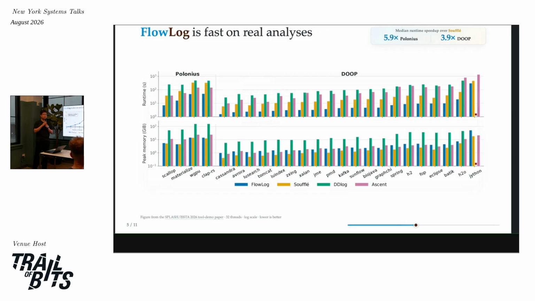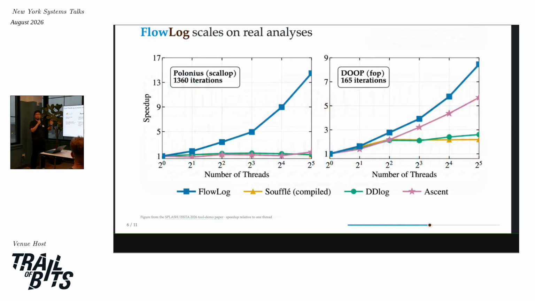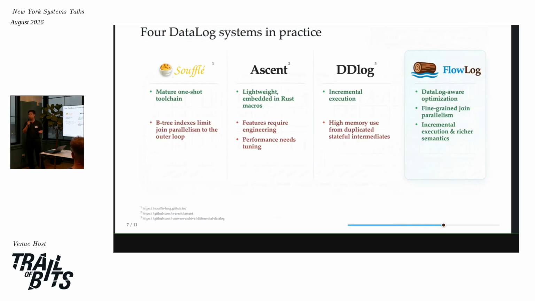Let's also show some scalability. On these two workloads, Flowlog performance scales well up to 32 threads. And why? Here is a very brief summary of four different systems. Of course, there are more Datalog systems, but some are legacy and no longer maintained, and some are not open source, so I cannot compare. Soufflé is the most famous, most mature one-shot toolchain.